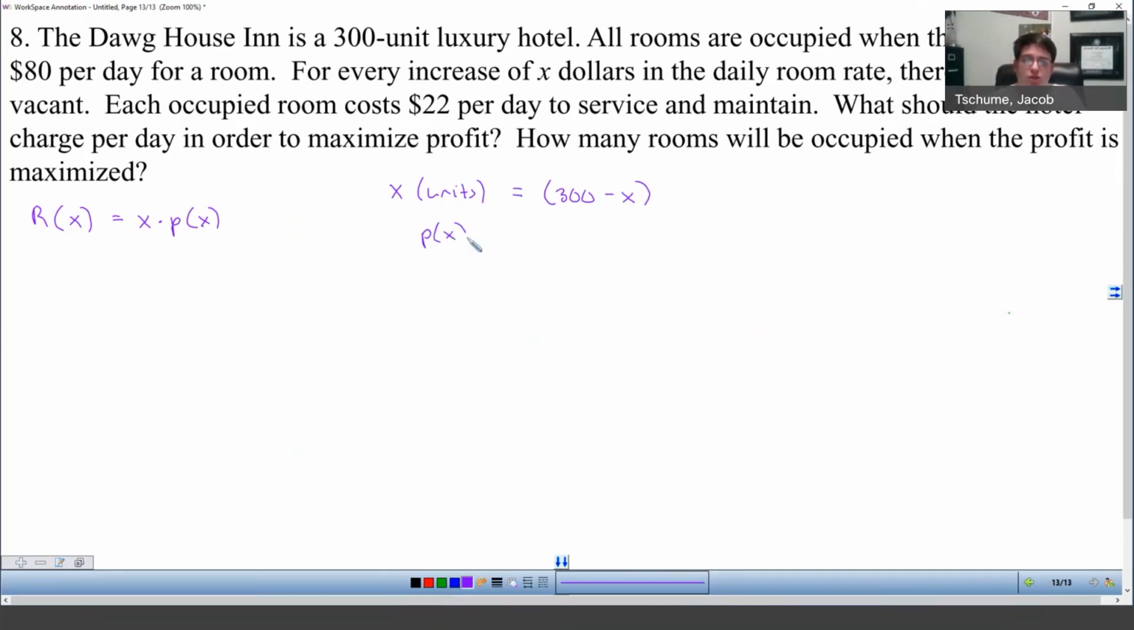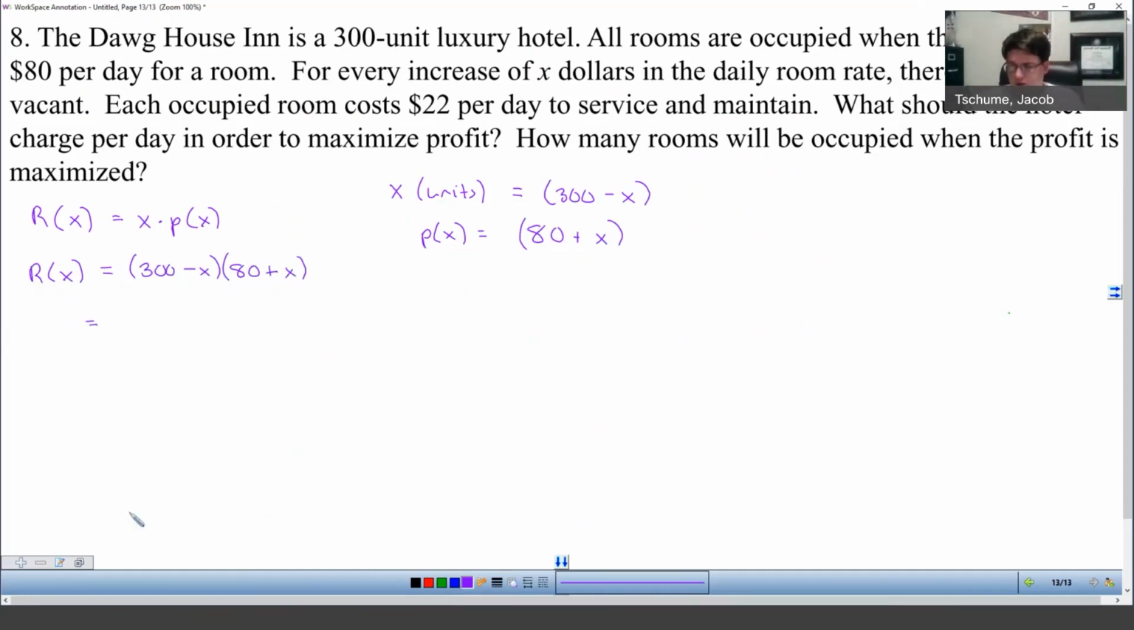Your price function would normally be $80, but since you're going to talk about raising your rates, this would end up being $80 plus however much you end up adding on. So as you can see, however many dollars you add to the price function is how many rooms you have to take away from the units. So using these two functions, I can actually now write my revenue function. My units would be 300 minus X, and my price would be 80 plus X.